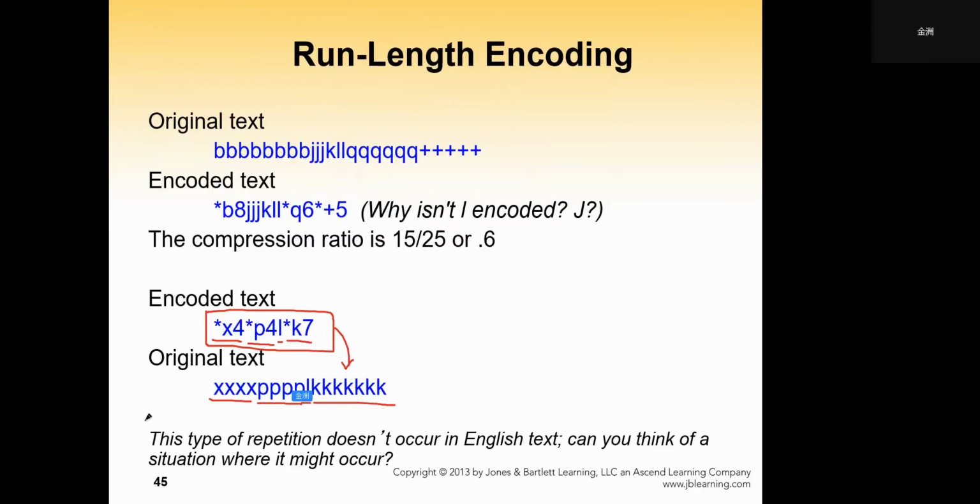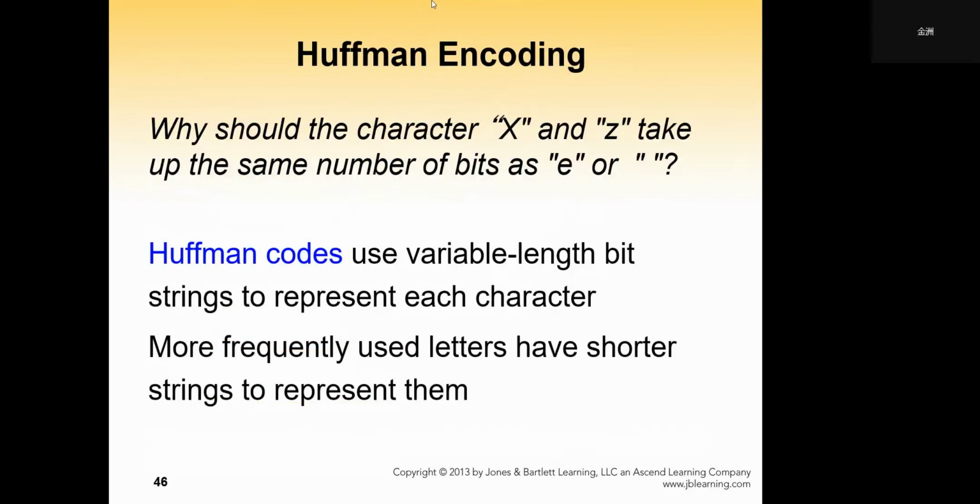Okay. So we can find this type of repetition doesn't occur in English texts frequently, right? In fact, it frequently occurs in DNA sequences or something like that. We need to find some specific situation to use that kind of encoding method. So the third one would be Huffman encoding, what we are going to talk about.